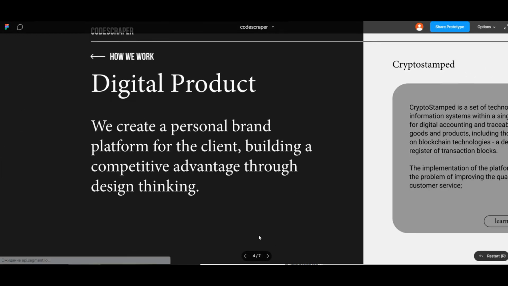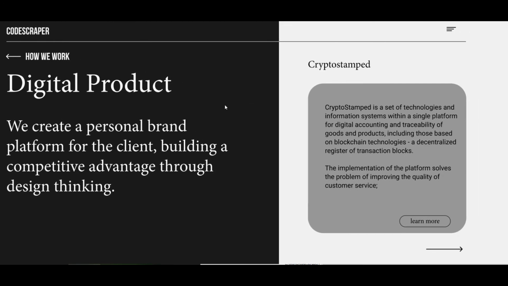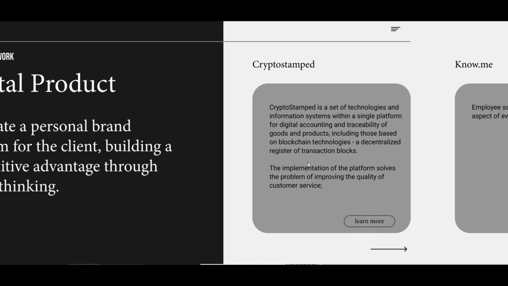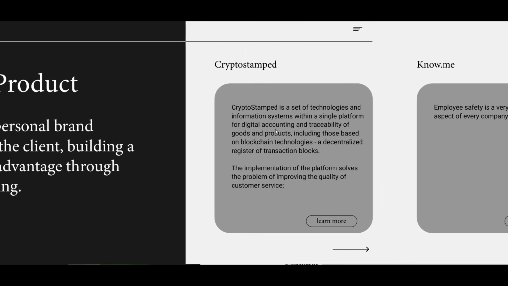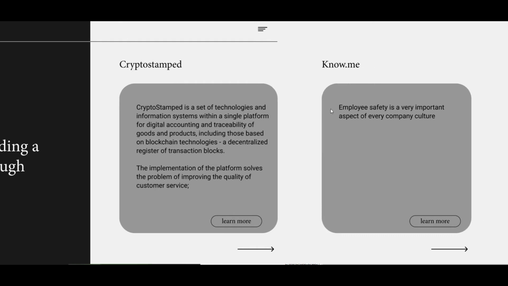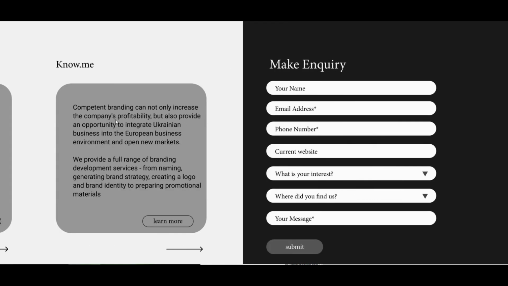Next page. Digital products consists of your current digital products. When we press here, we can see the article about crypto stamper, know me, and others. And of course, a contact form.